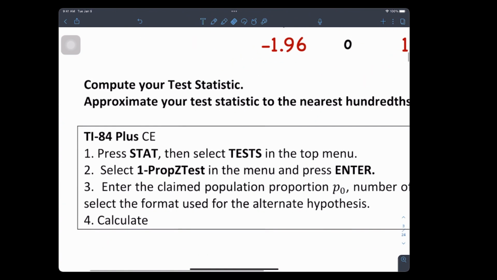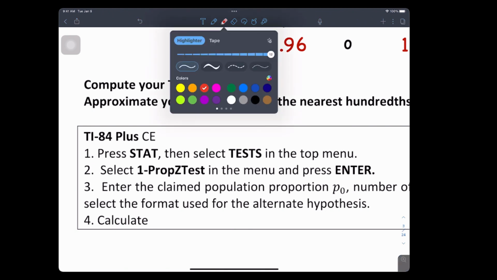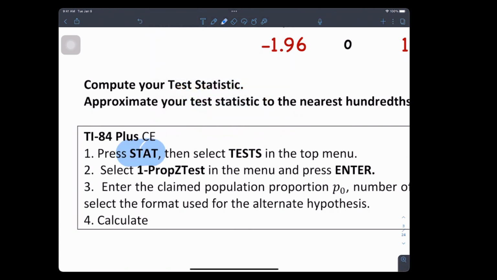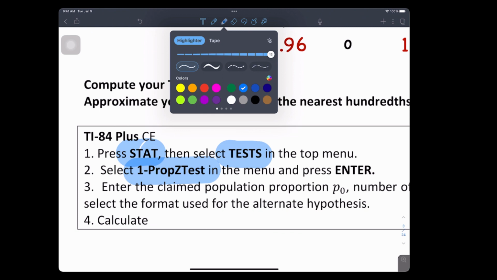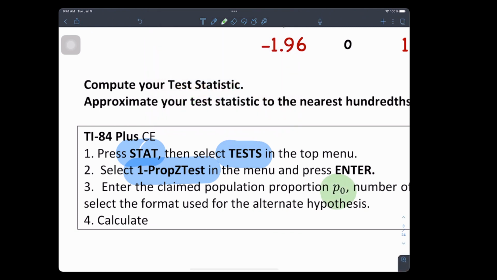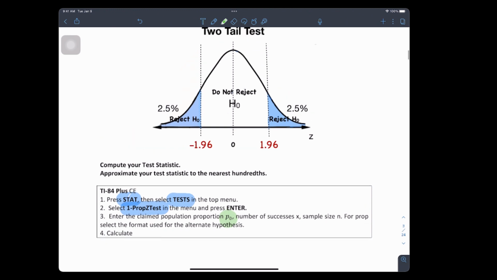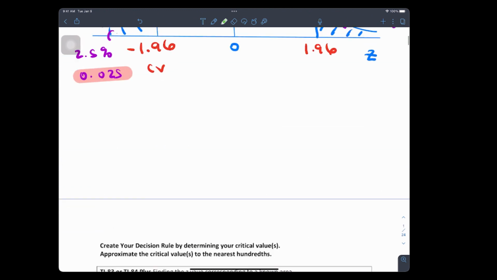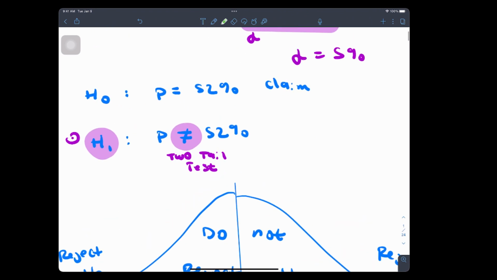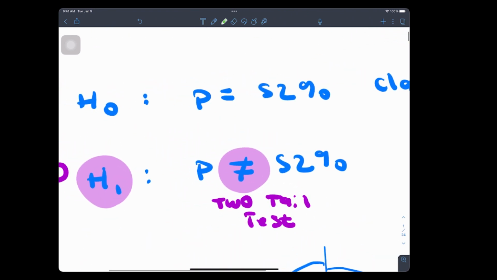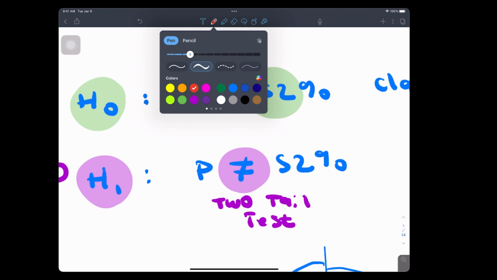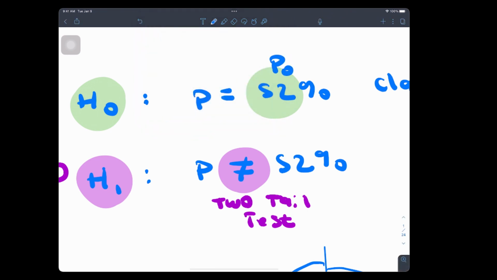Now, last week, if you remember, if we're going to compute our test statistic, because we are, we go to stat, test, 1 proportion z-test. And then we need to know this p-naught value, if you guys forgot. Anybody remember last week what p-naught was? P-naught is the proportion in the null hypothesis. It is right here. This is our p-naught. So it's 52%.